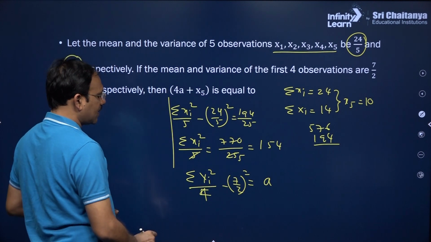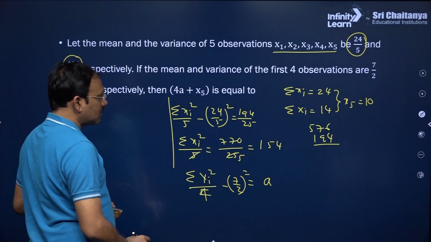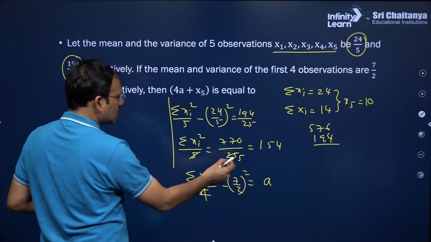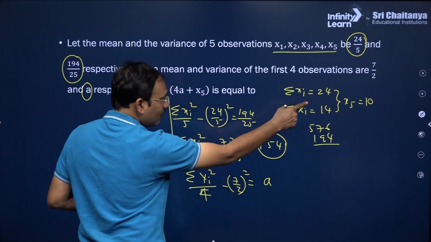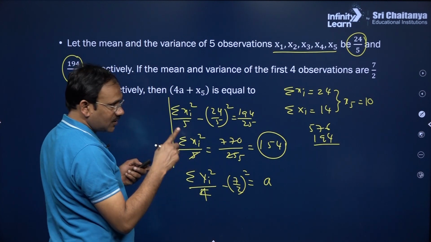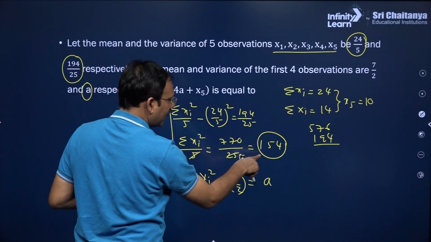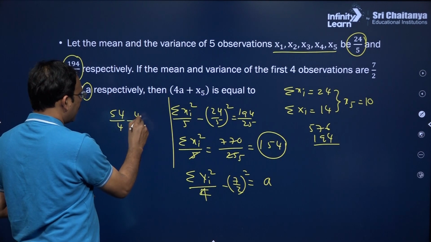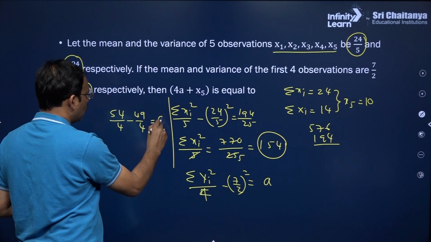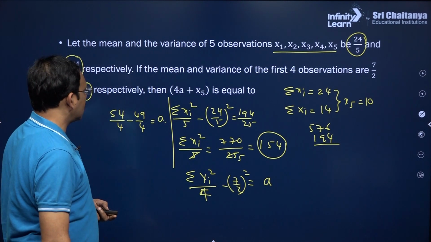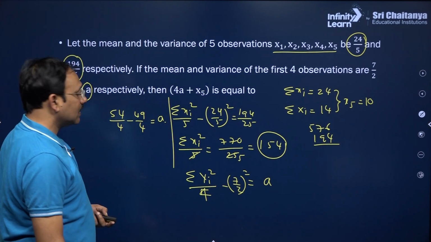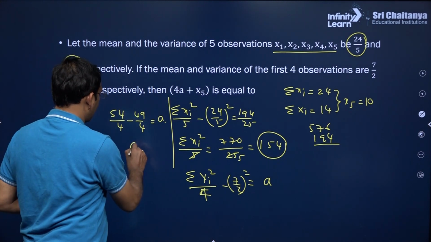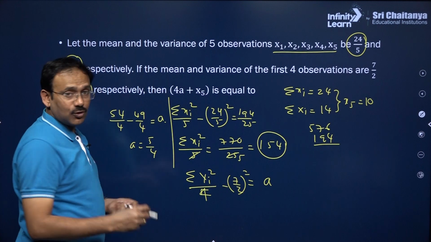So I can say here, this is sigma xi square. This is completely 154, in which 10 square is also there, which is 100. If you take out 100, this is 54. 54 by 4 minus 49 by 4 is equal to A, which is going to be 5 by 4. A is equal to 5 by 4. So you got the A value.